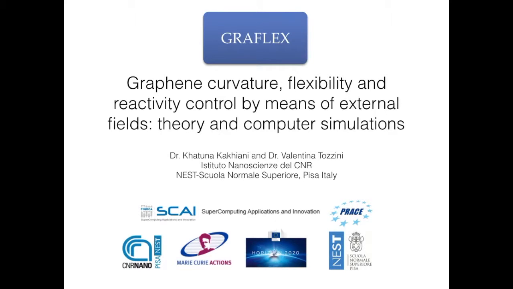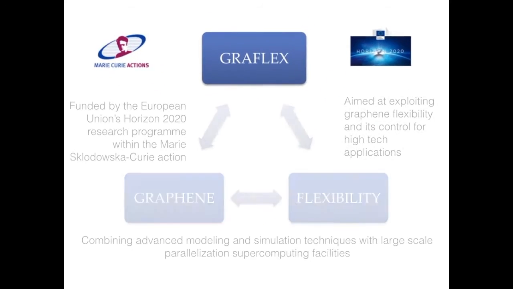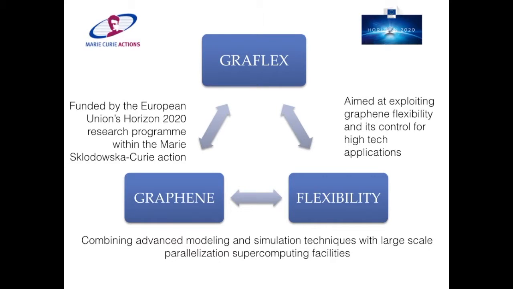The aim of the research under GraphLex is to investigate the process of graphene curvature control by means of external electric and electromagnetic fields and the consequent curvature-dependent interactions with molecular hydrogen. The project is coordinated by the Institute of Nanoscience of CNR, part of the Graphene Flagship European project involving researchers from multiple disciplines and supported by the Marie Skłodowska-Curie Action Individual Fellowship in Horizon 2020.